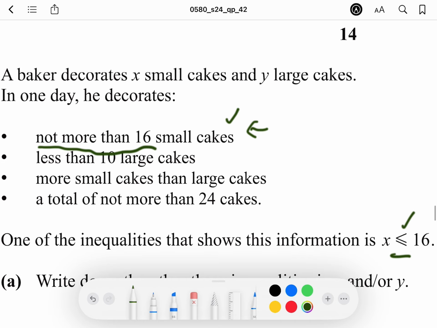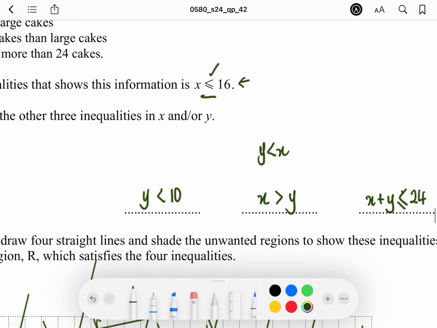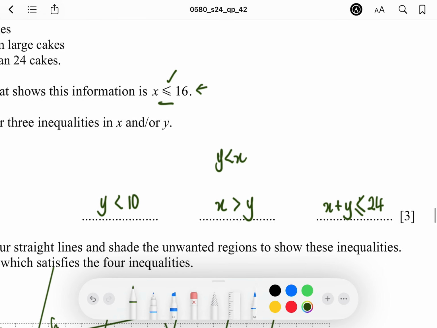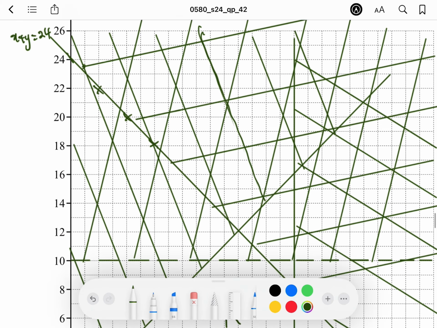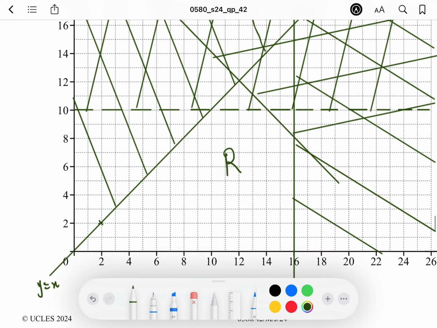So, syarat-syarat ni sudah kita draw dalam bentuk graf. And then graf yang dimaukan sudah kita label sebagai R. So, artinya, how can you find the value of X and Y where on R is the total?